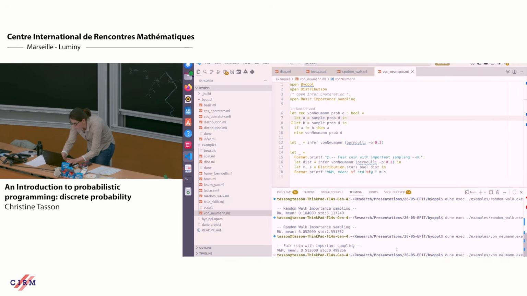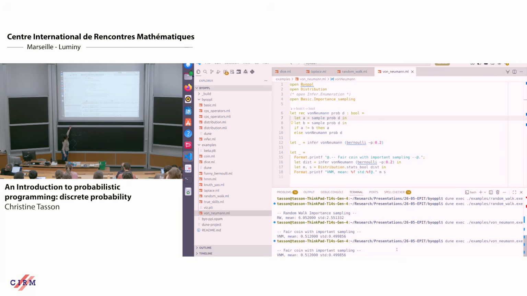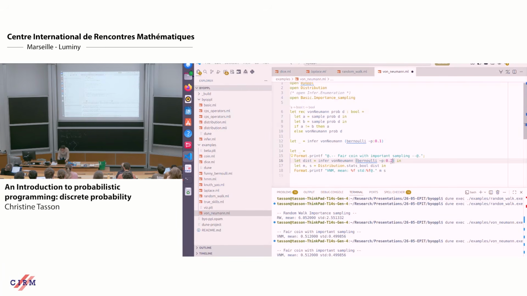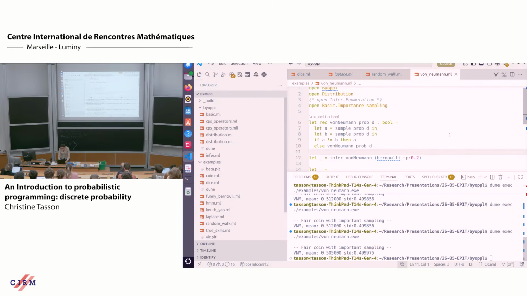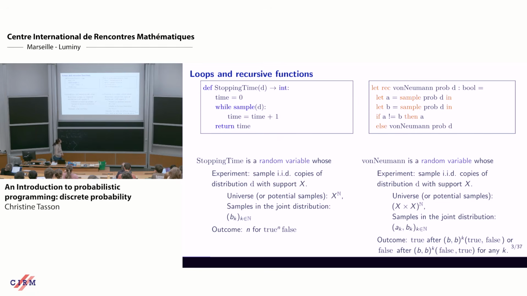So here in OCaml, I don't have the visualization, but you can see the mean of this Boolean distribution, and it's 0.5. And I can change my parameters here. Here we don't care. And it's again 0.5. Whatever the parameter p I put here, what I get is a fair coin. Okay? So, what are the universes that are associated to these random variables?